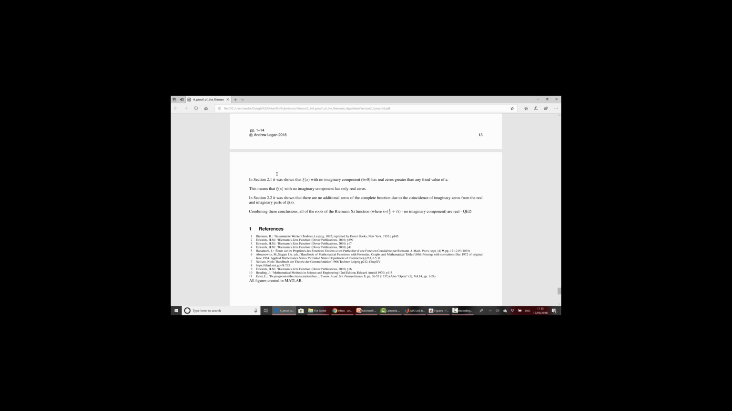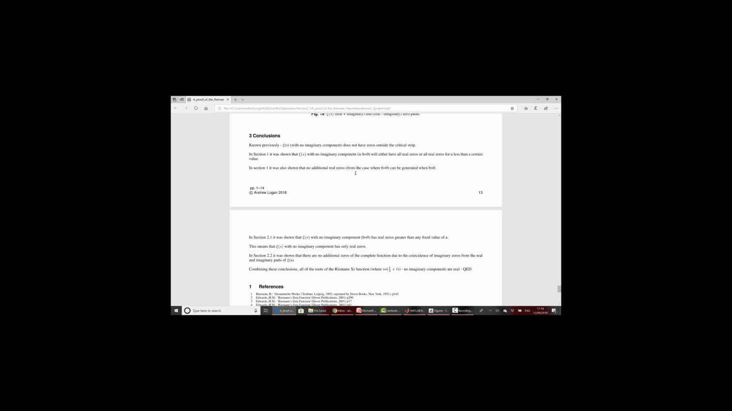In section 2.1 it was shown that zeta of s with no imaginary component has real zeros greater than any fixed value of a, i.e. there are real zeros all the way through, which means that if you combine that with section 1, zeta of s with no imaginary component will have all real zeros. In addition, in section 2.2, we showed you can't generate any additional zeros due to the coincidence of imaginary zeros from the real and imaginary parts of zeta of s.